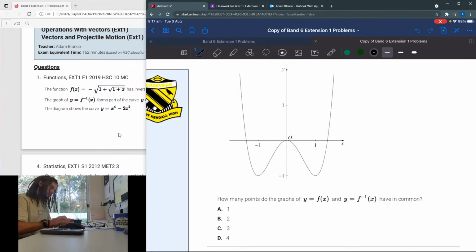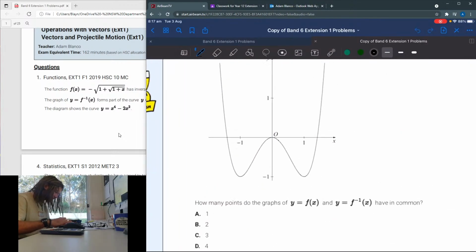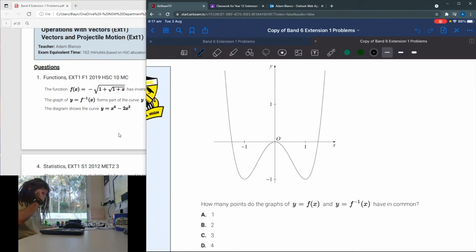Well, we're just going to go through the three. There are only 3 multiple choice questions that are considered band 6 questions. I have written solutions to these, but I tried to do them without looking at them first.